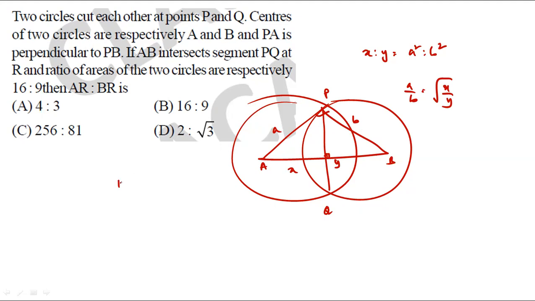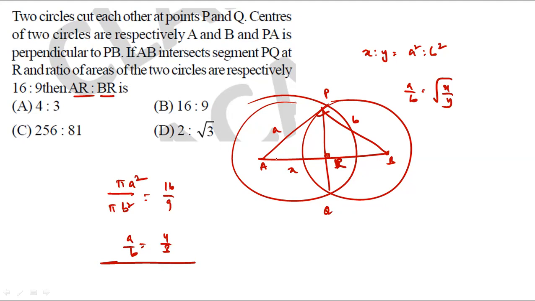Two circles means what? Areas are what? This one area is what? Of course, this radius. AP is the radius of the first, PB is the radius of the second. So pi A square, pi B square is equal to 16:9. What is A is to B? 4:3. So he's asking you what? AR. So they're intersecting at R, they said. AR is to BR. So what is AR is to BR?